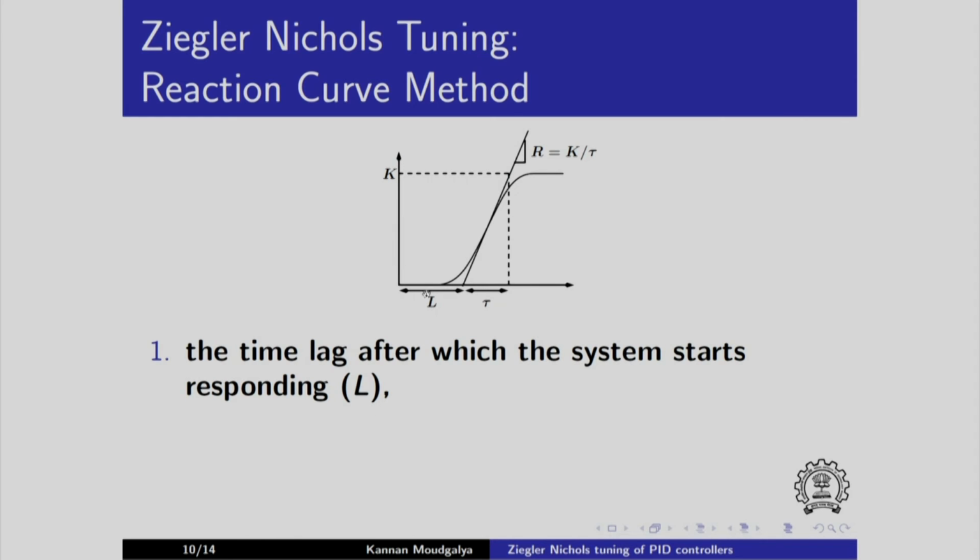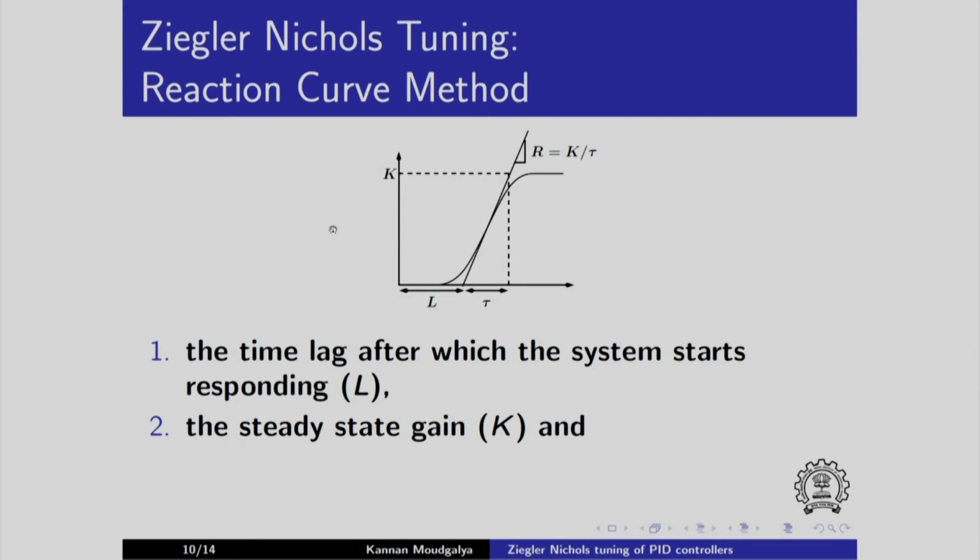Okay, here is the same curve. We have noted down K, L, tau. We also find the slope here R, which is this K by tau, slope of this straight line. L is the time lag after which the system starts responding. K is the steady state gain.